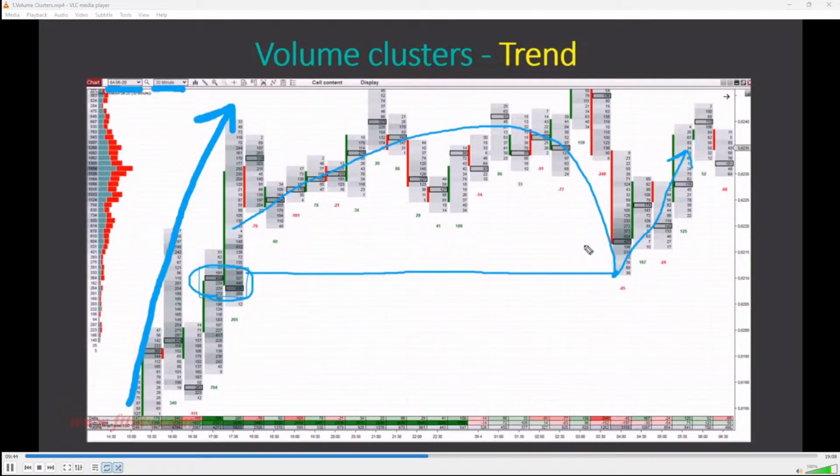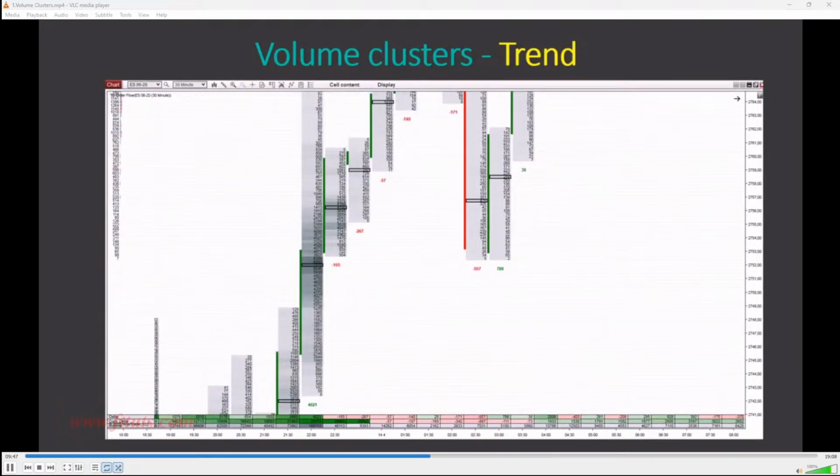All right. Now the last example of this volume cluster setup is on the ES, which is futures for the Standard and Poor's index. And currently this index is very volatile. So you can see if you look at the chart, the volatility is just crazy. But there was a really significant volume cluster area here. Now, in cases like this, it's sometimes a bit hard to tell exactly where the significant volume cluster is, where it starts.